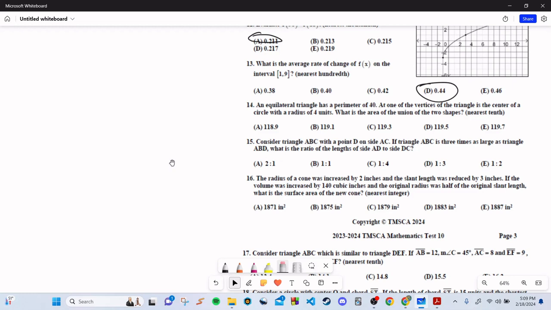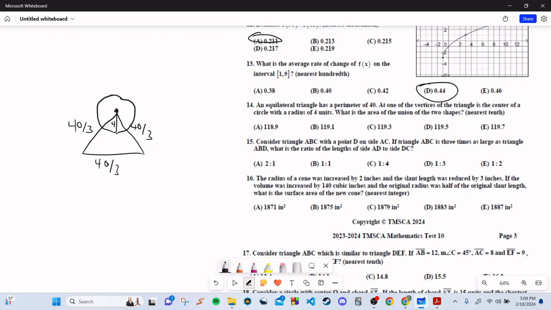Okay, so number 14, an equilateral triangle. So let's draw that. Something like this. Has a perimeter of 40. Okay, so each side length is 40 over 3. At one of the vertices, so let's just pick this top one, one of the vertices of the triangle is the center of a circle with radius 4 units. So it'd be something like that. Has a radius of 4.